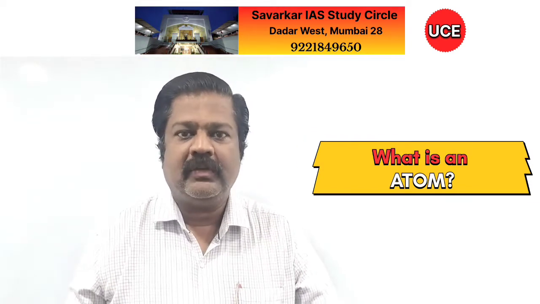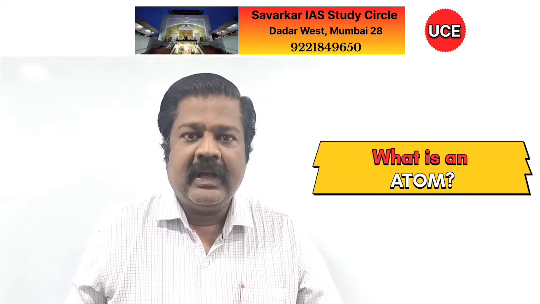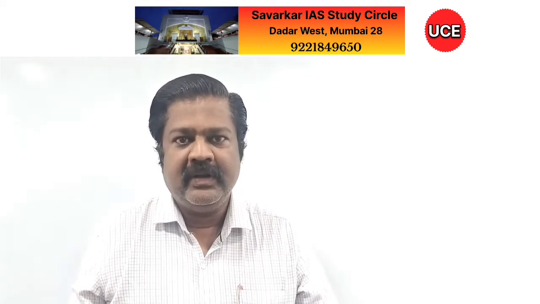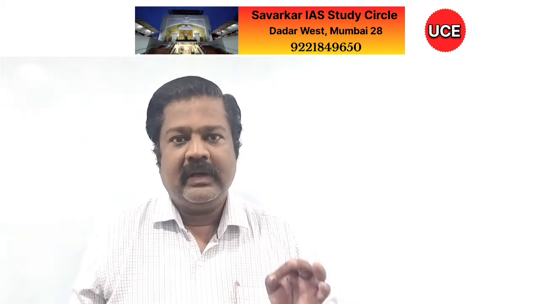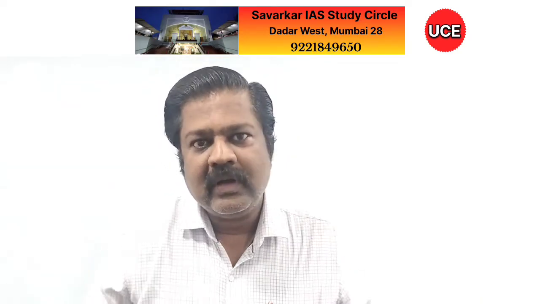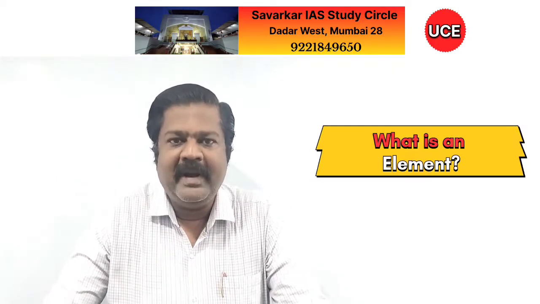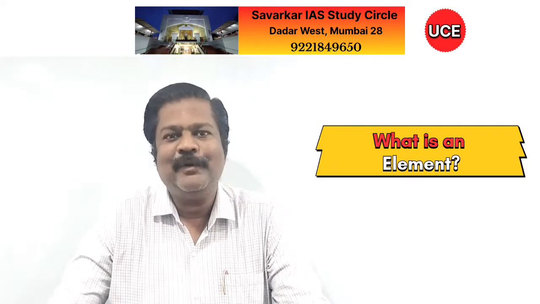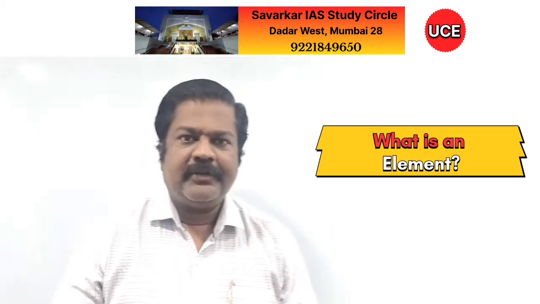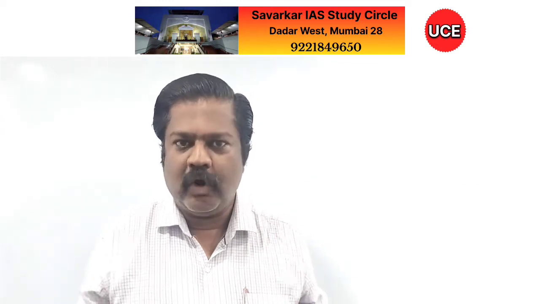So first question, what is an atom? An atom is defined as the smallest particle of an element possessing all the chemical properties of that element. From this definition, it is very clear that we have to discuss what an element is. But rather, I should go this way: what is this universe made up of?